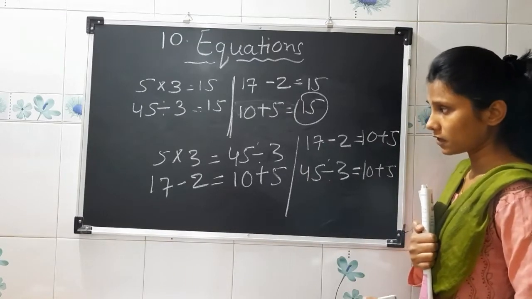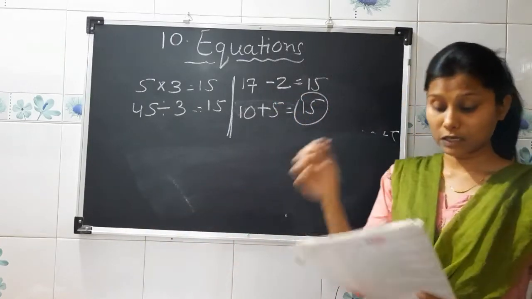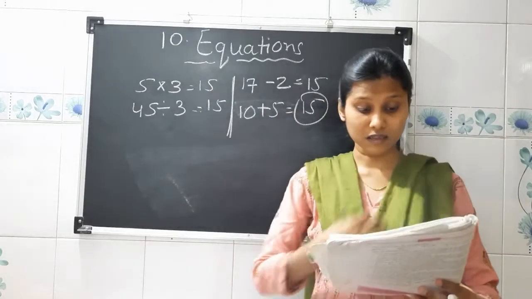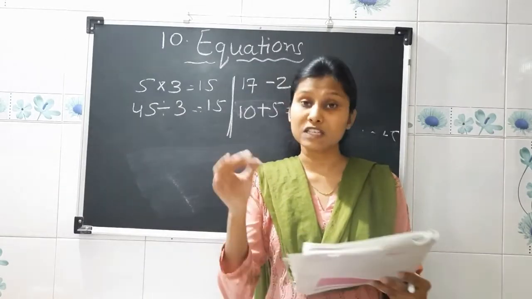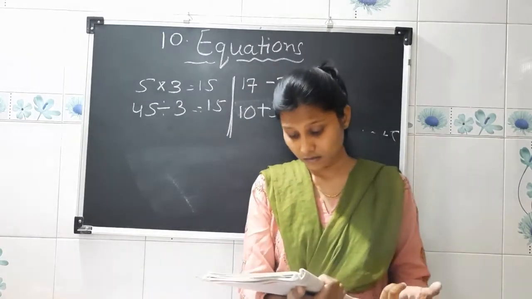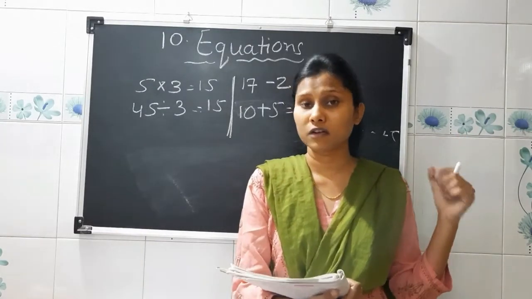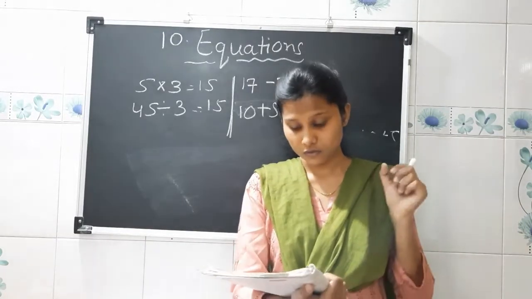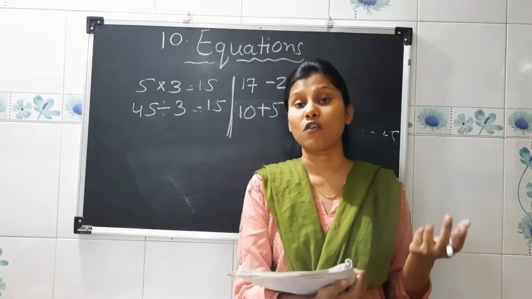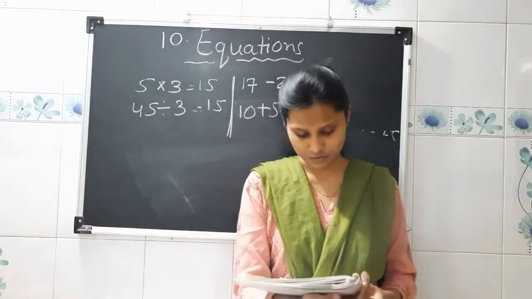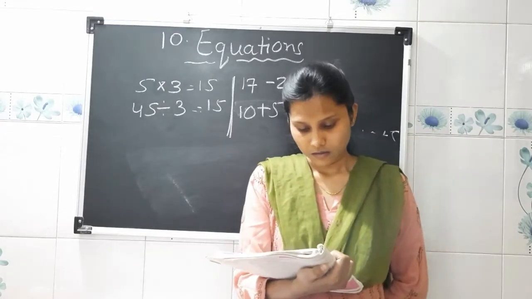Understood? So these are called equations. Equation means nothing but expressions which give you the same result. Let the mathematical operations be different, but they give you the same answer. So that is why they are called equations. They give you an expression of equality. That is why they are called equations. Understood?